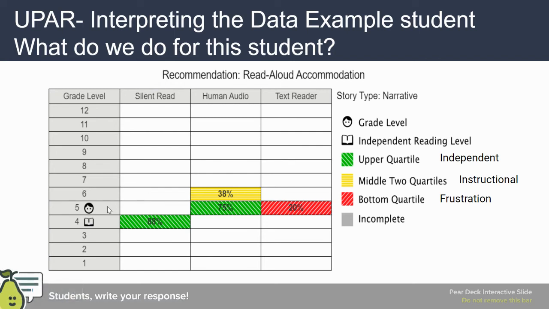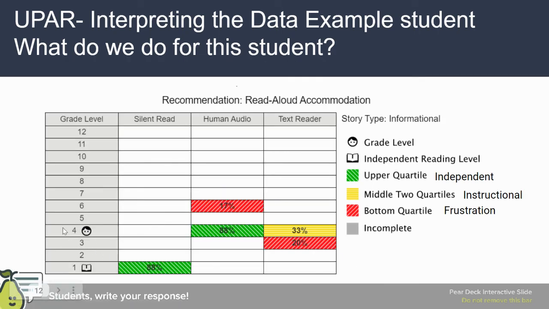This student is a 5th grader at a 4th grade reading level, and it shows that the student can comprehend reading to themselves, not too far off on grade level with a human audio reader, and then frustration with a text reader. So this data really shows us that this student does not benefit from a human or text reader. So they're perfectly comprehending at their reading level.